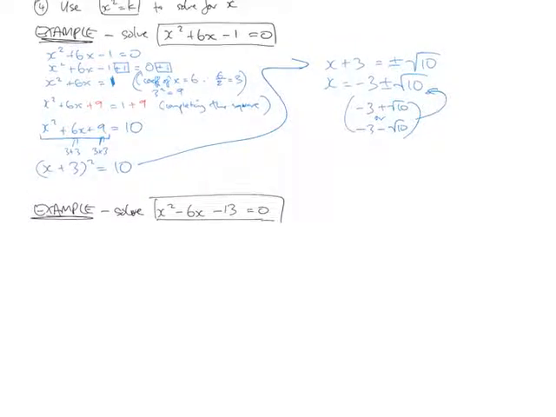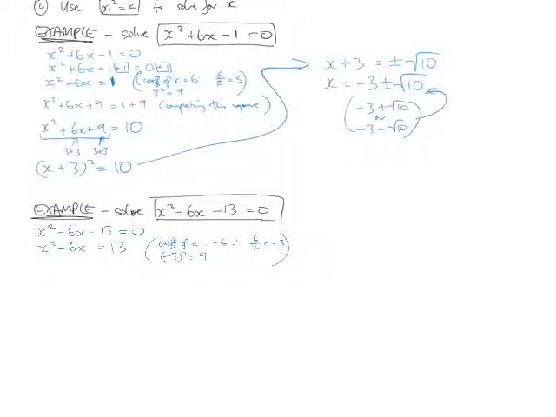Let's run a different example. Let's apply those same rules to, hopefully, a more complicated one. So x squared take 6x take 13 equals 0. I need to make it equal a constant. So x squared take 6x, the opposite of taking 13 is adding 13. So it's going to be x squared take 6x is equal to 13. I need to add a number to both sides, that is half of the coefficient of x, squared. The coefficient of x is equal to negative 6. Negative 6 over 2 is equal to negative 3. Negative 3 squared is equal to 9.